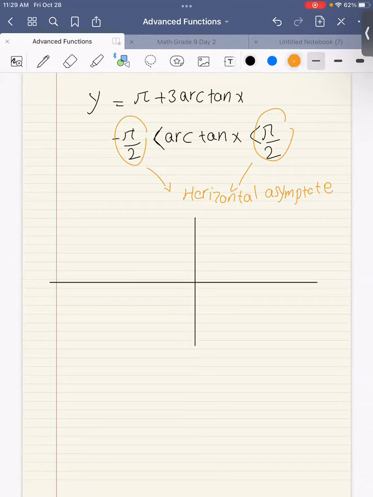So if you want to draw the graph of just arctan, you basically have two horizontal asymptotes. One is y equal to pi half, and one is y equal to minus pi half. And then the graph is just, you know, like this.